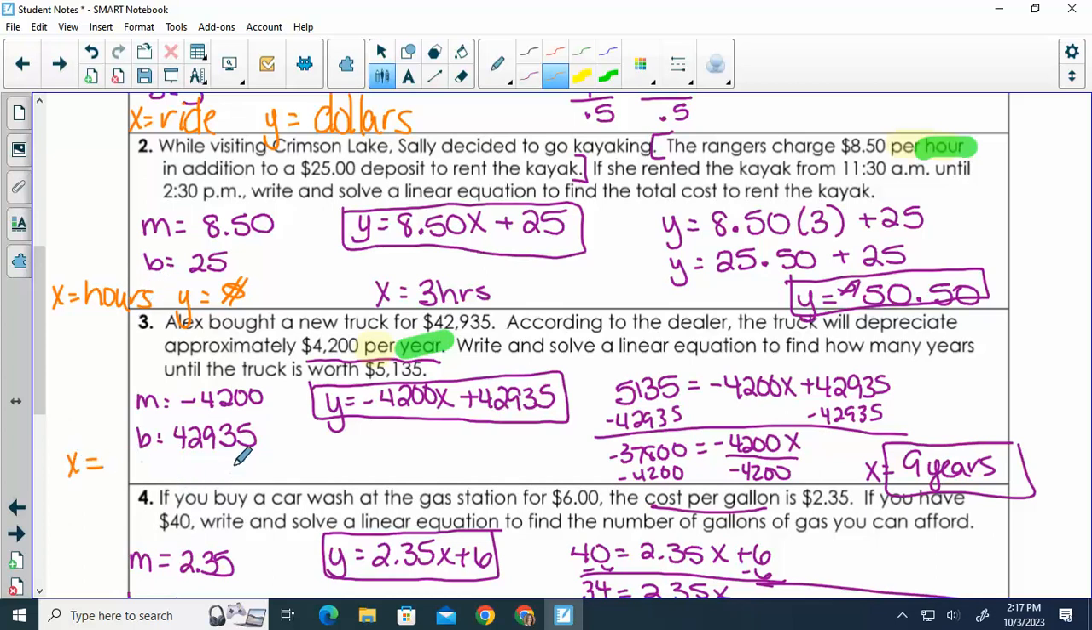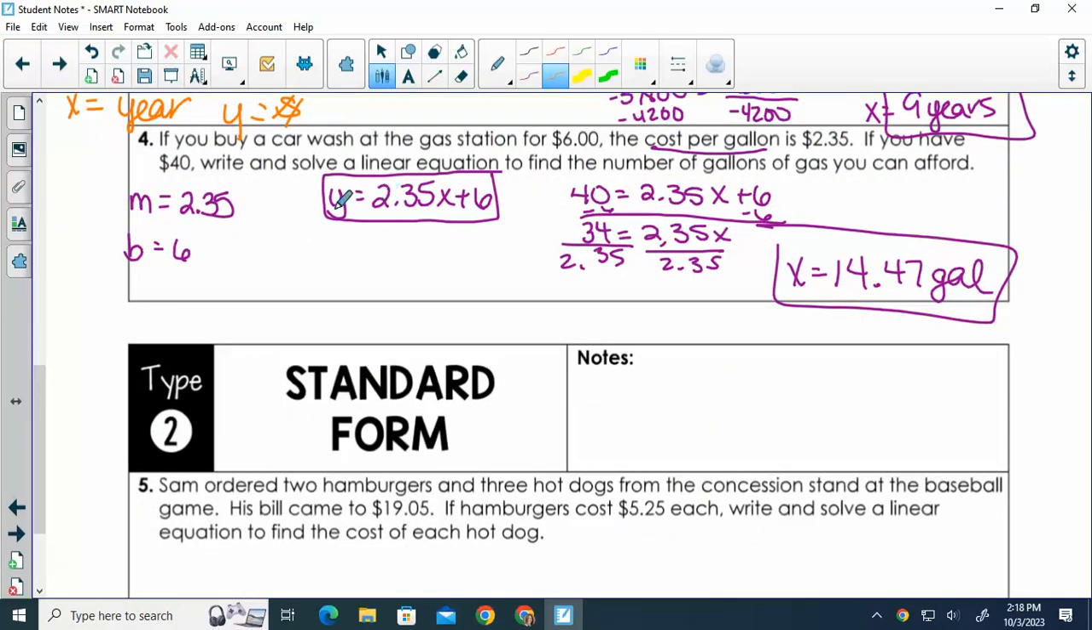Okay, if I look at the third one, my y-intercept, 42,935. What was that? Dollars. Okay, so my x, look back and let's see what else we have. When I look at my slope, it was dollars per year. So my x would be the year. When I look at number 4, okay, my y-intercept was 6. What were the units on that? Dollars. Okay, my slope, cost per gallon. So my x was the gallon.